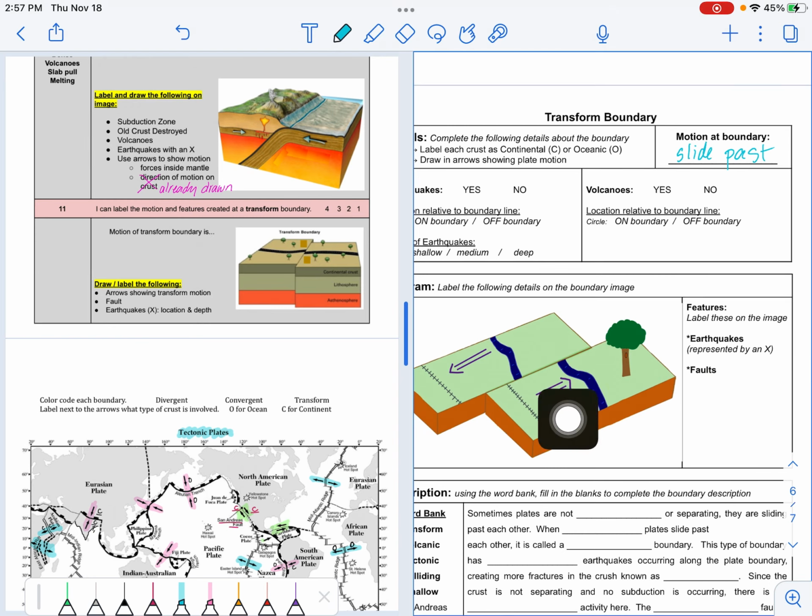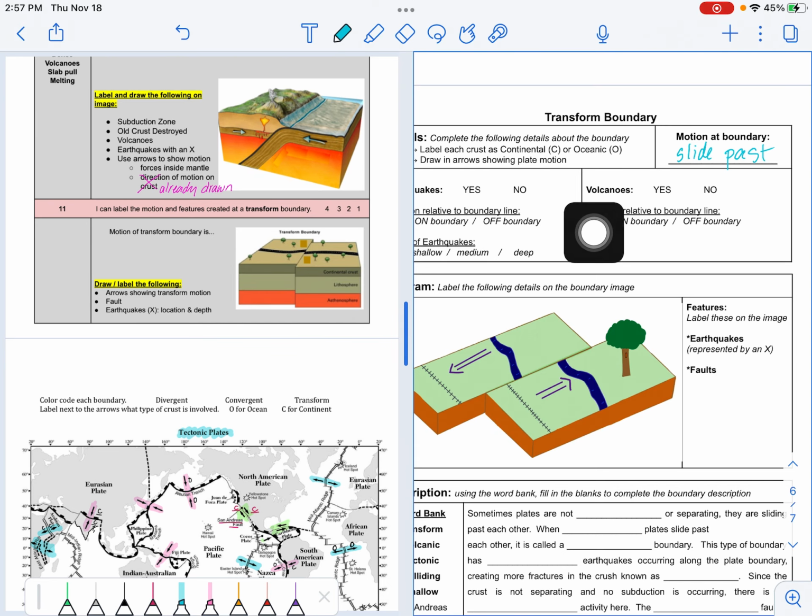Okay, oftentimes it's just like this one to the right and one to the left, where they're just moving horizontally past each other. There's no vertical motion here. So notice when we look at our features, there's no subduction, no plate going underneath the other one, like we see in convergent, right? And we see kind of a pretty straightforward view. We don't get a lot of extra details. Our only features here are earthquakes and something called faults.